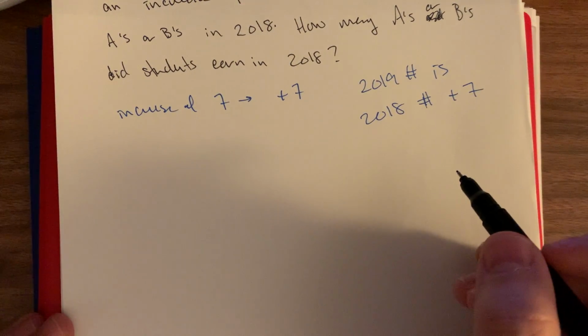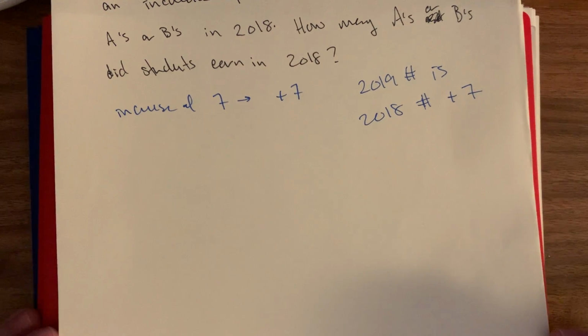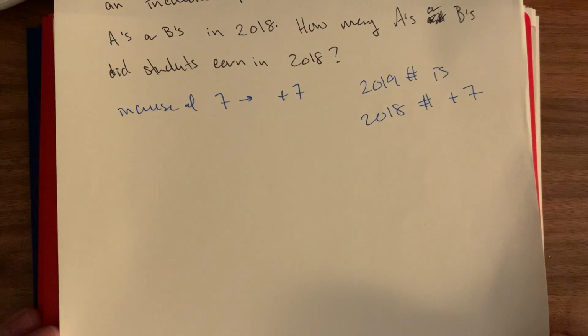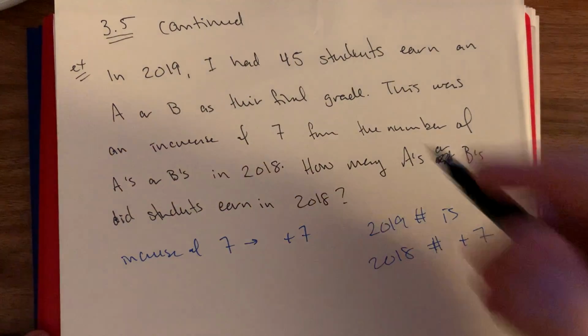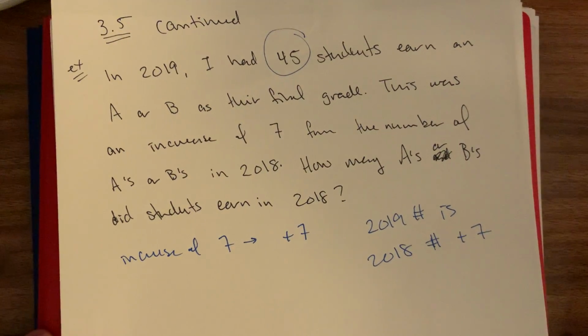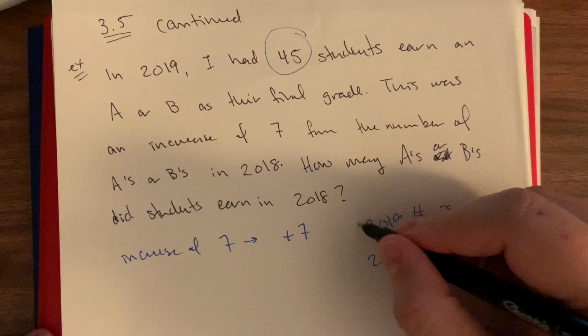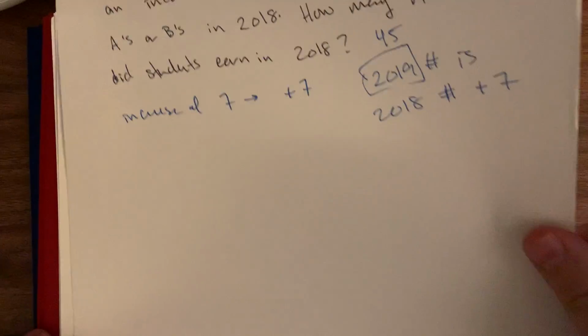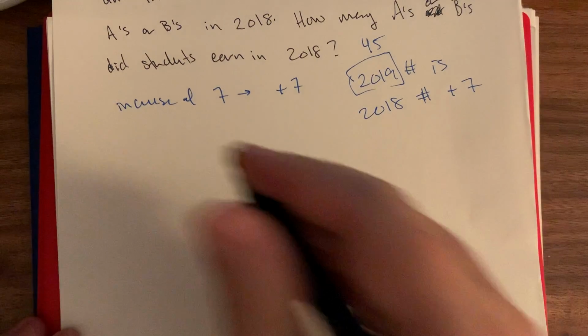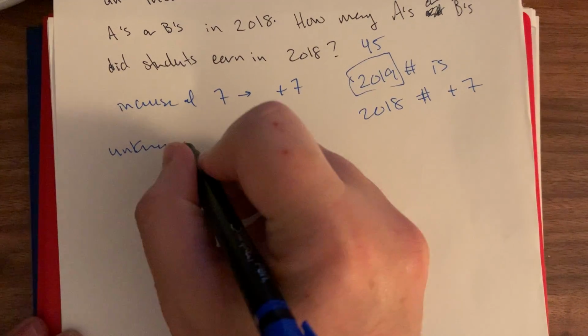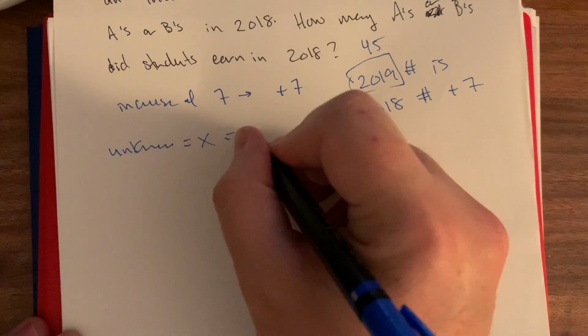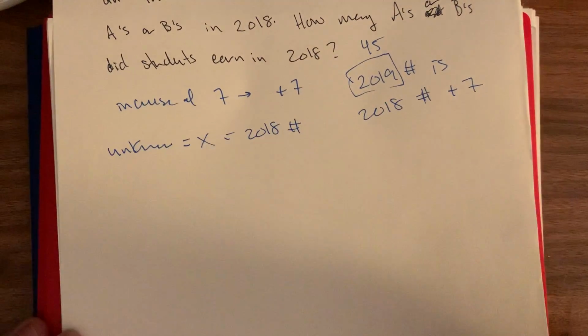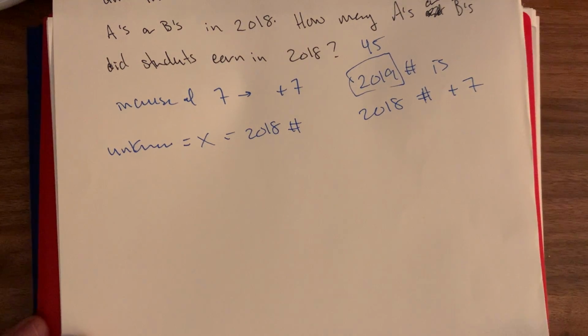And so the setup I'm going to use is actually what? Well, I'm forgetting the piece of information I have from the very beginning, that the number in 2019 is 45 students, right? So my 2019 number is 45. That's a value that I know. So the 2018 number is really the one. The 2018 number is really my variable here. So my unknown is my X, this 2018 total number of A's and B's.